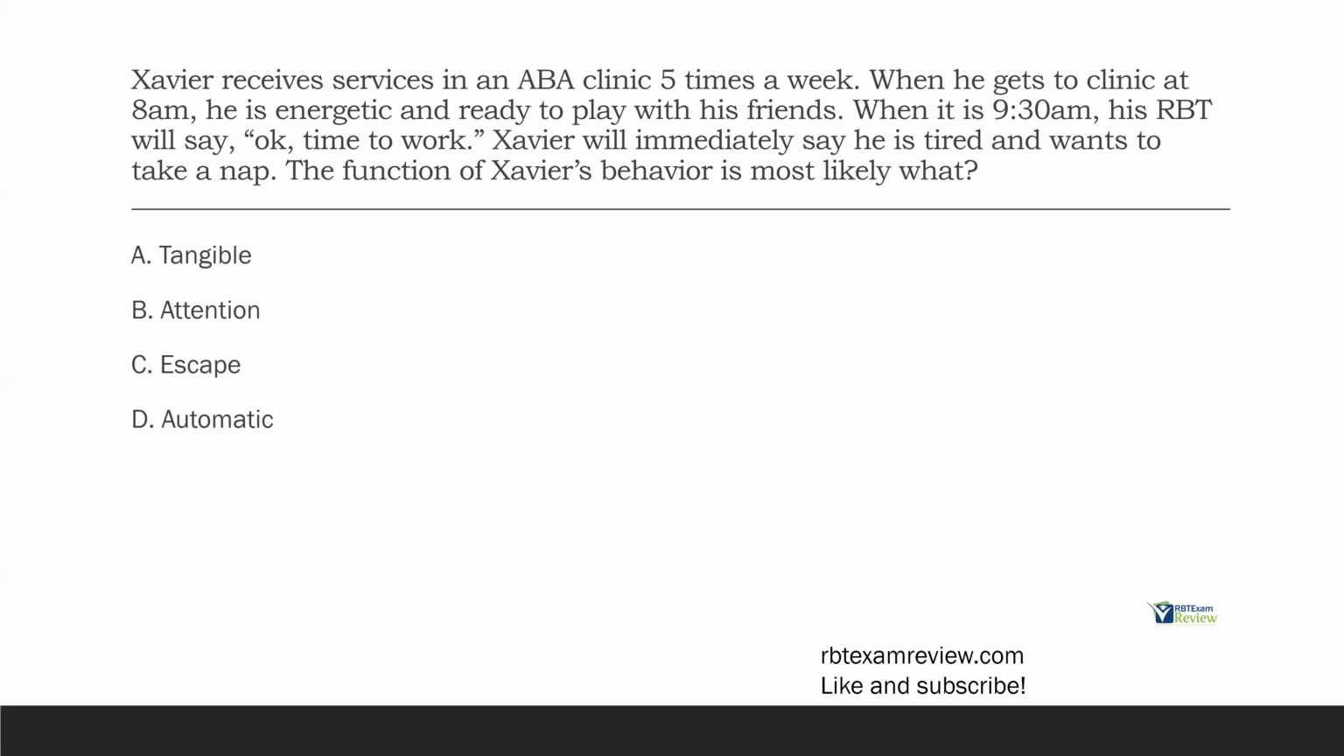They're the same thing. We know tangible, we're trying to obtain something, attain a stimuli. Attention, we're trying to obtain attention. Escape, we're trying to escape or avoid a situation. And then automatic is when it's not socially mediated, when there's not another person involved. Automatic is the easiest one to identify or get rid of. If there's a person involved, delivering the consequence or involved in the behavior, another person, I should say, it can't be automatic. So in this case, you have Xavier and the RBT. It's socially mediated. We can eliminate automatic.